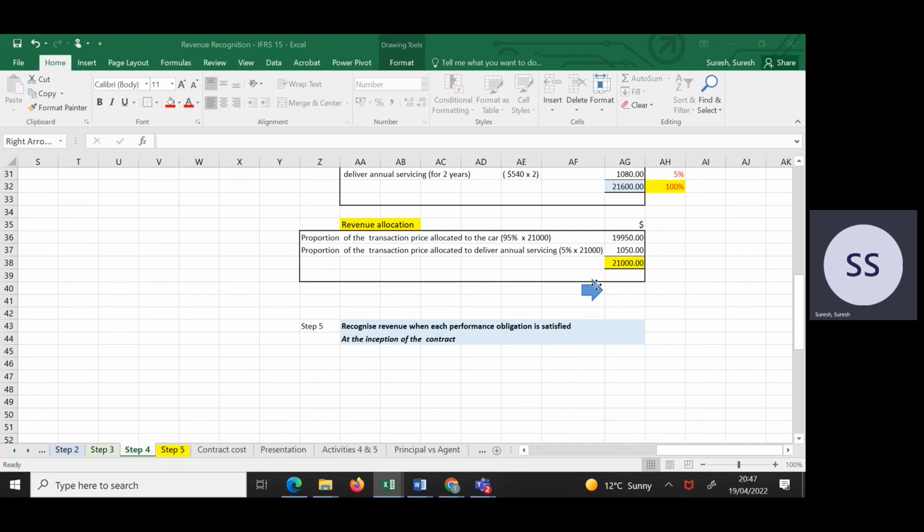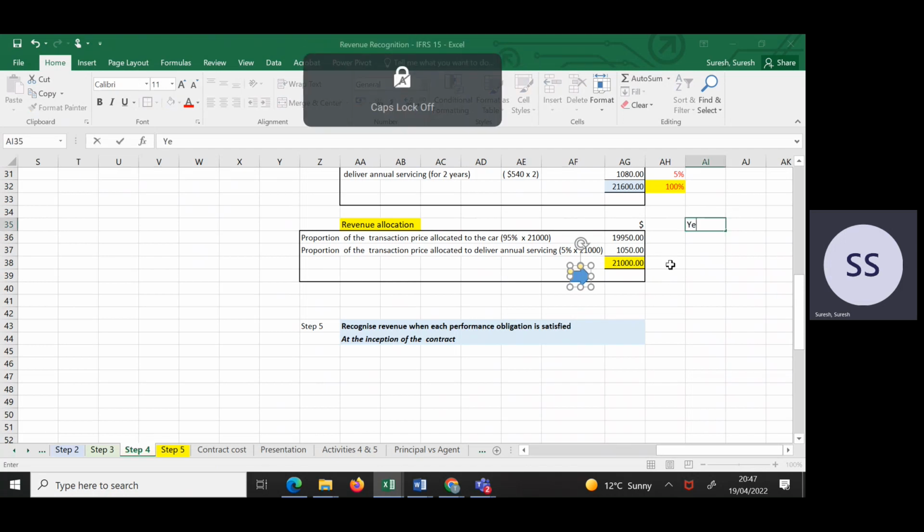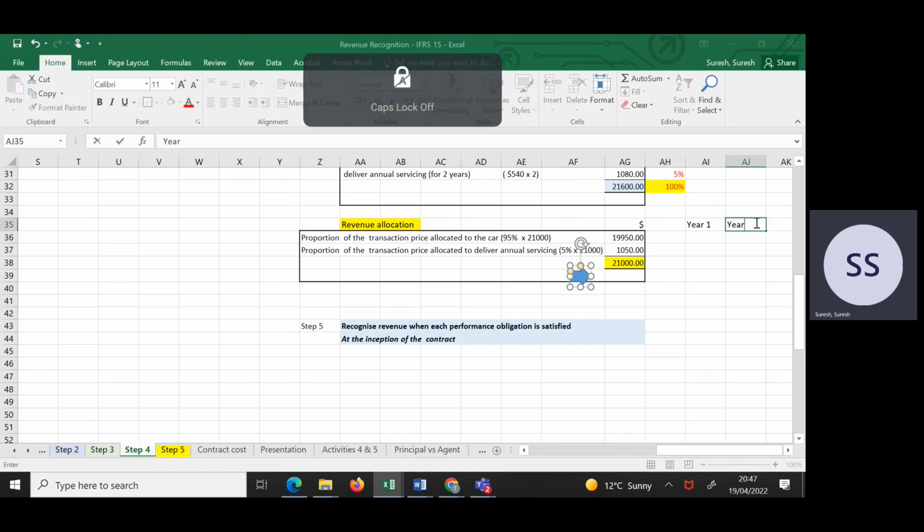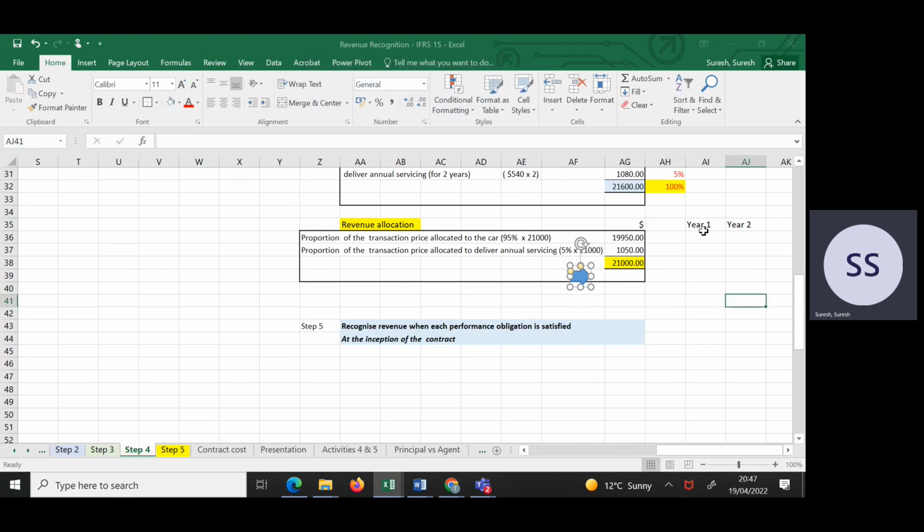But let me just show you what would happen next. Now I have a revenue which I've allocated to each performance obligation. Suppose I need to recognize them in year 1, and also recognize revenues in year 2. This would be step 5, but I'll just show you now. We know the car will be supplied in the first year, so the revenue for the car belongs to the first year. The full revenue would become first year.